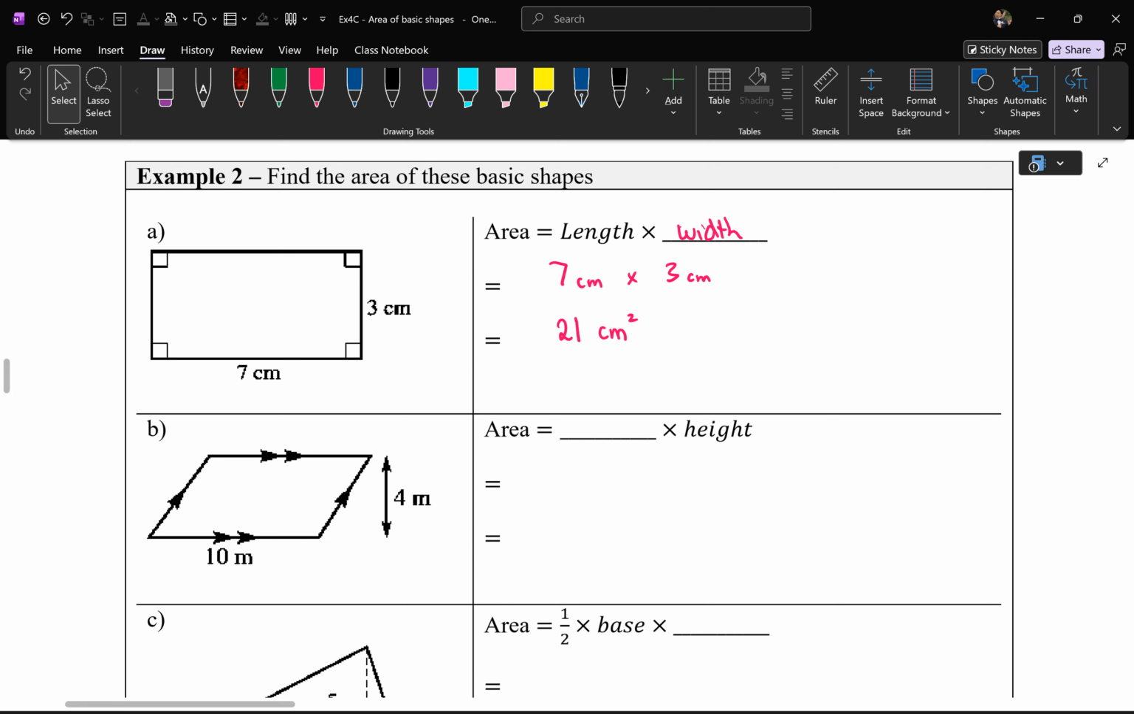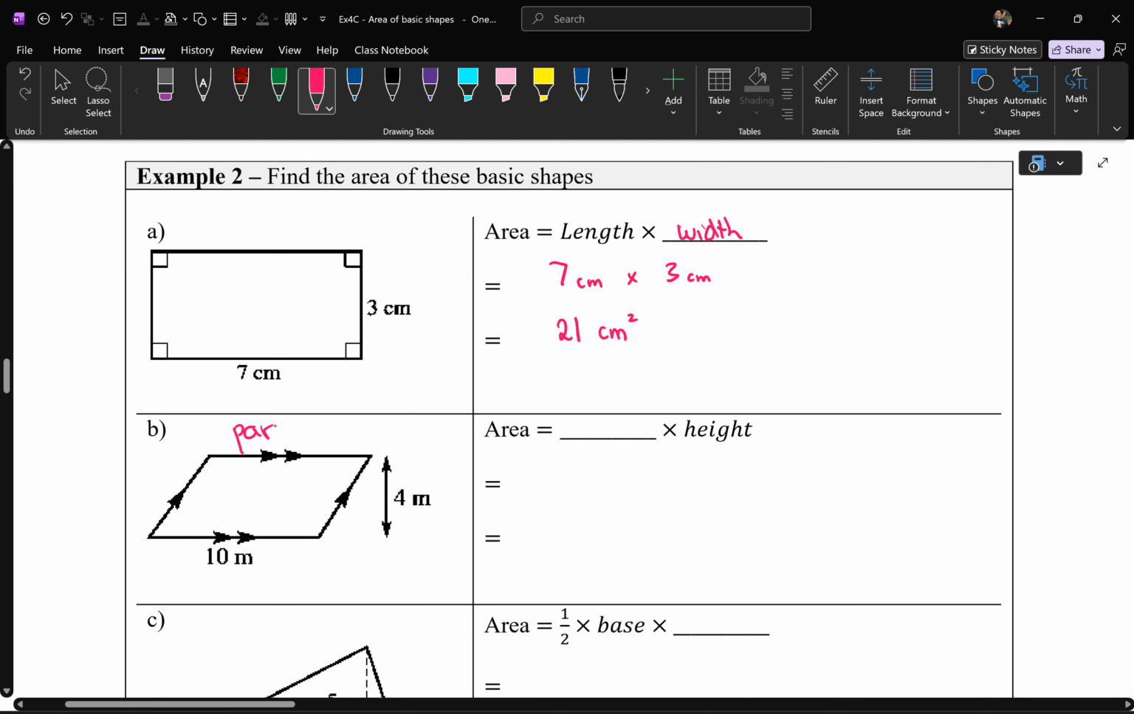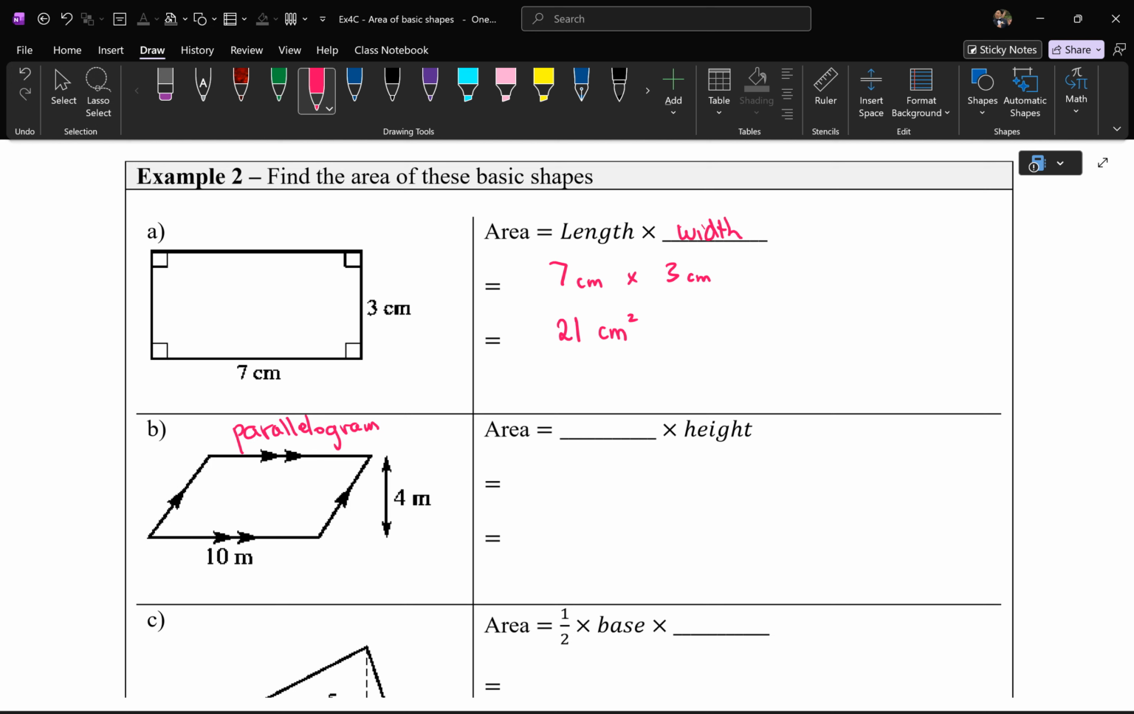Next one. What shape is this one? Let's go with you, Chen. What's B? What shape is this? You don't know? Starts with P. Parallelogram. Good. Parallel, so spell as parallel and then ogram. Okay, parallelogram. And then same thing, base times height is the formula.